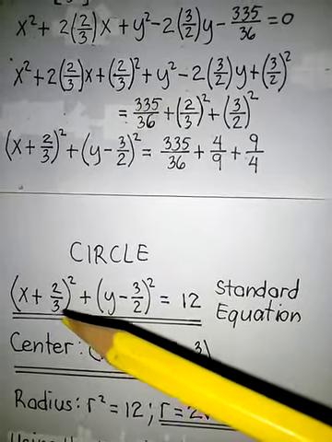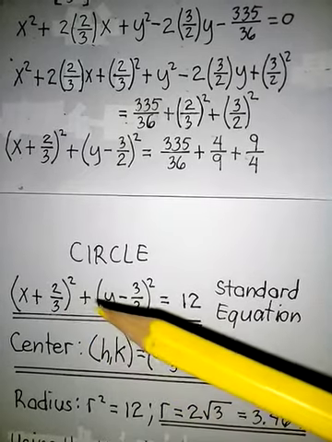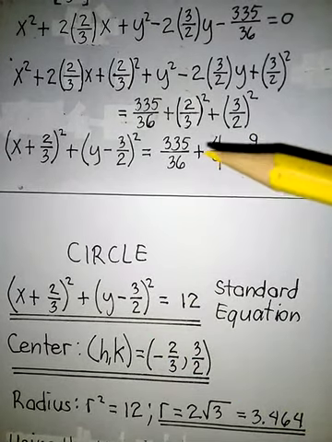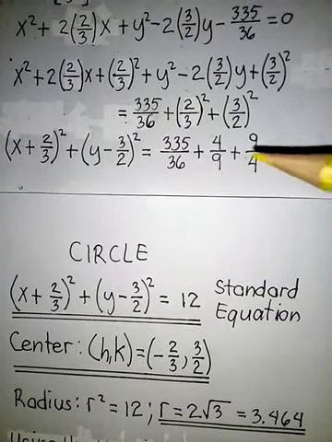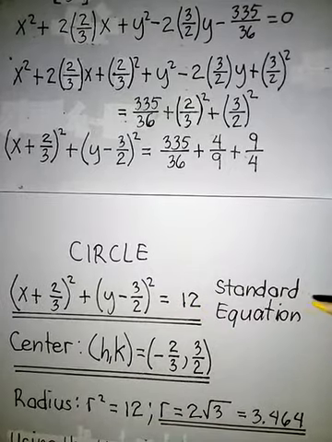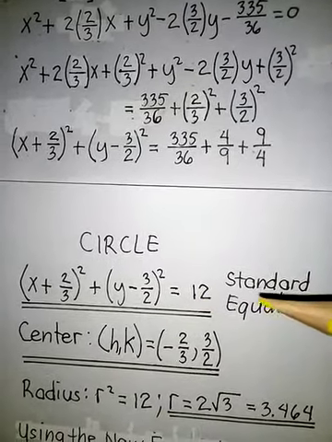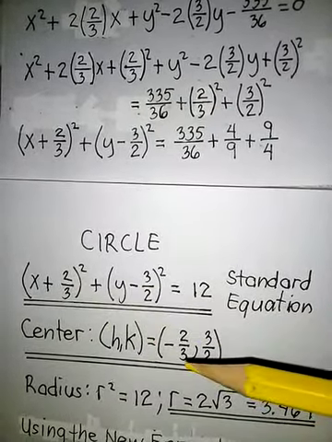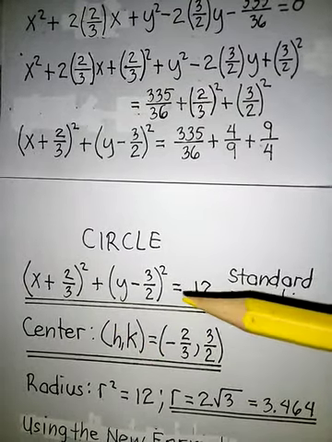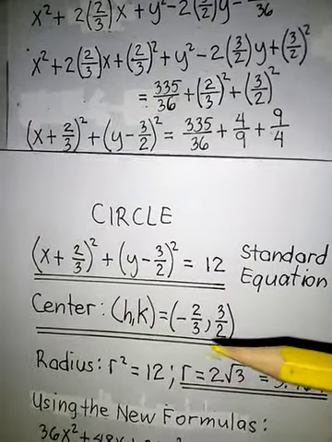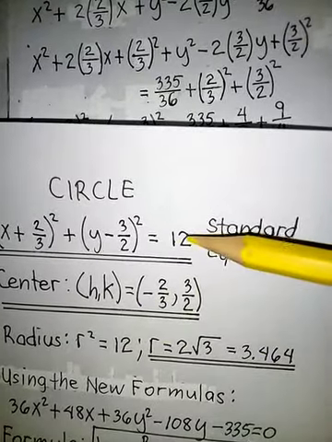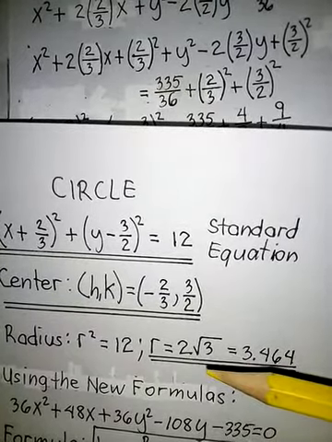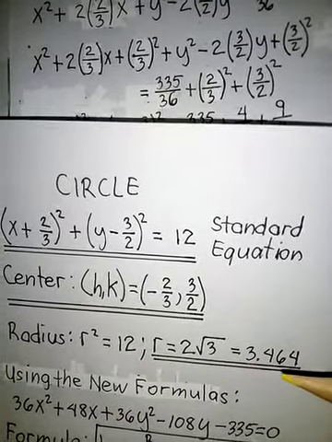So we have (x + 2/3)² + (y − 3/2)² is equal to, adding these two will give us exact number of 12. So this is already the standard equation. Now, the center (h, k) is equal to negative 2/3 for h, and k is equal to positive 3/2. And for the radius, we have r squared. R squared is equal to 12. So we can get r, or the radius, to be 2 square root of 3 or 3.464.